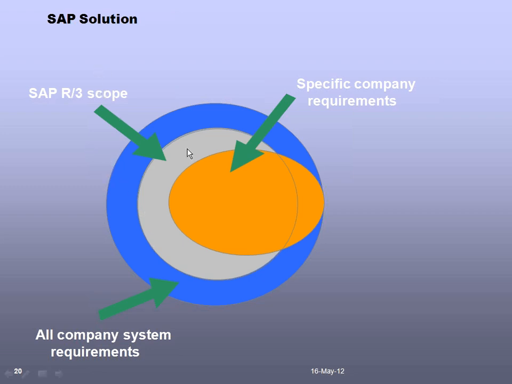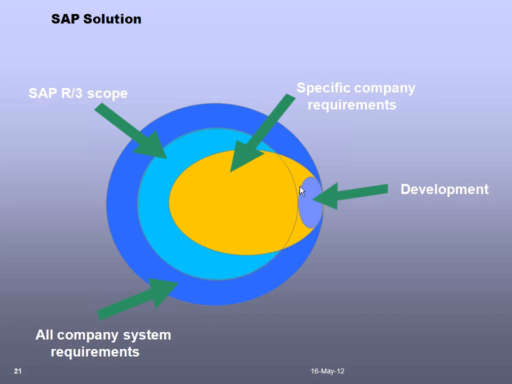Now you could see there is something in between these two circles. The one in between these two circles is what we call the gap. How to minimize this gap? You can minimize this gap by simply writing your own piece of code. That is what we call development.